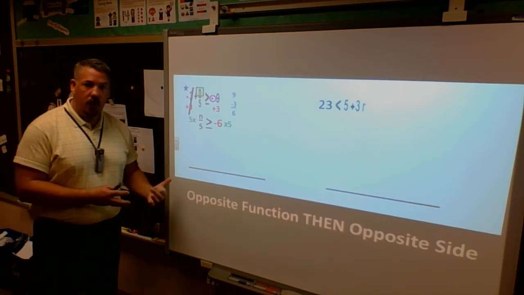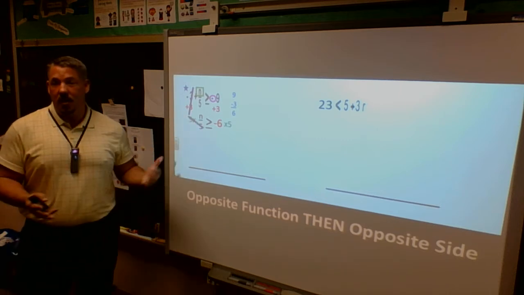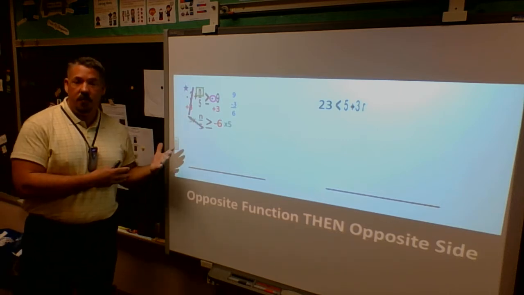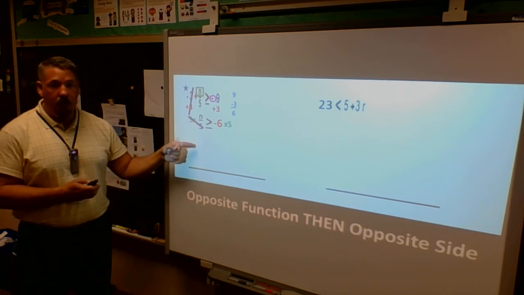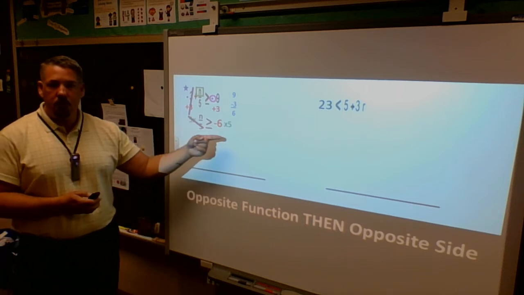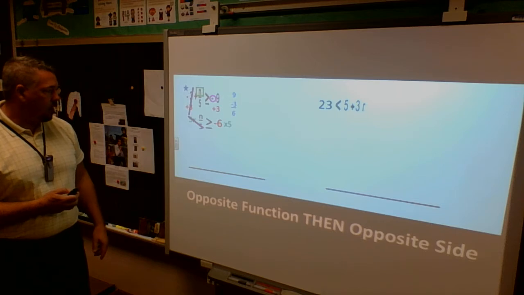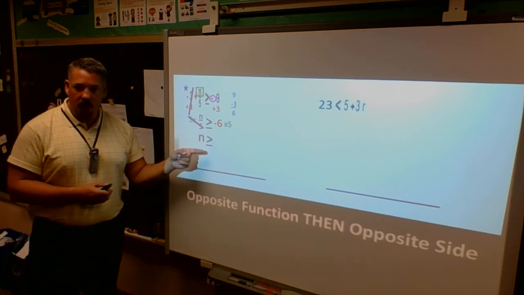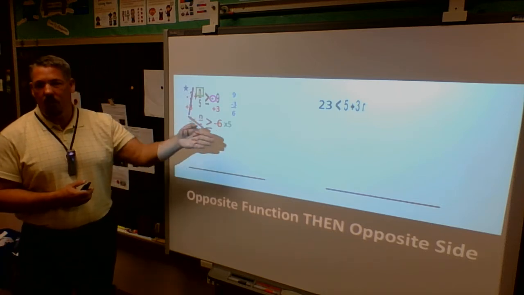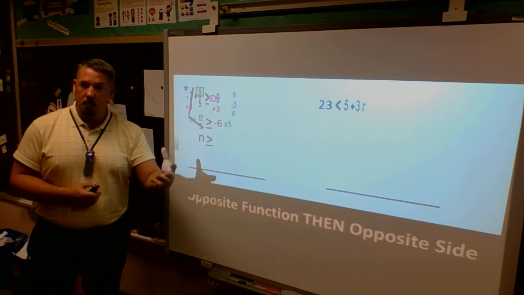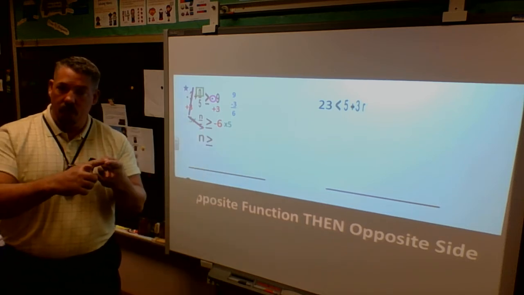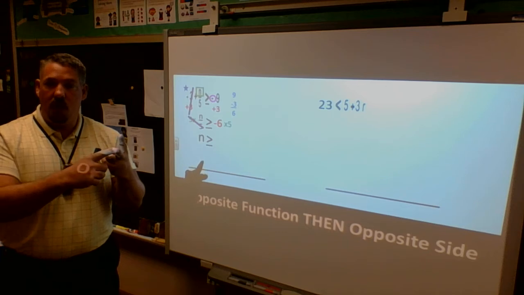So what am I left with? I'm crossing that out because that cancels it out. That's why I do the opposite function first. Now I'm left with my n. And then I have my multiplication of integers over here. So I know my n is greater than or equal to something, but what is it greater than or equal to? So my multiplication of integers, I do the math, and then I look at my signs.